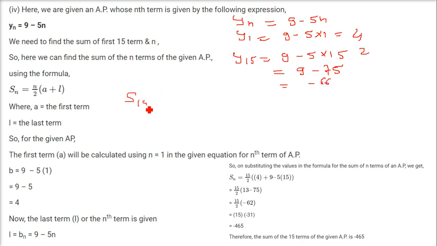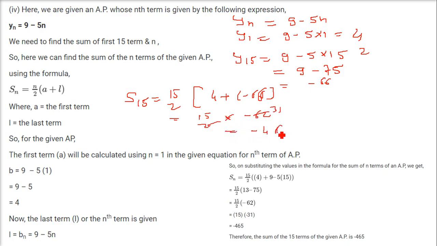Now how about finding the sum of 15 terms? n by 2, 15 by 2, and a plus l. That is 4 plus minus 66. So 4 minus 66 is what? Minus 62. 15 by 2 into minus 62. This is going to be minus 31. 15 into minus 31 is minus 465. So this is going to be the result. And the previous two you are going to solve in the same way.